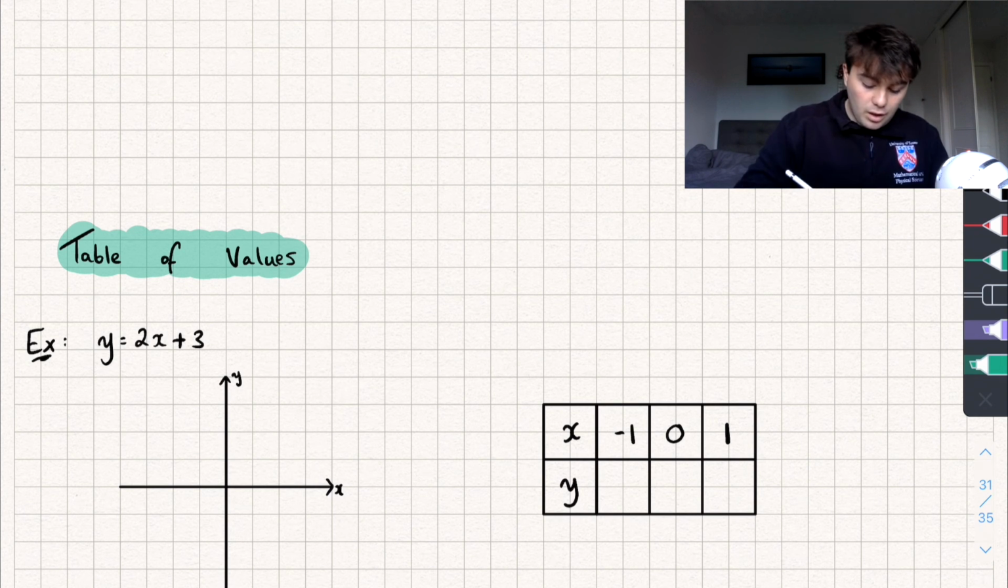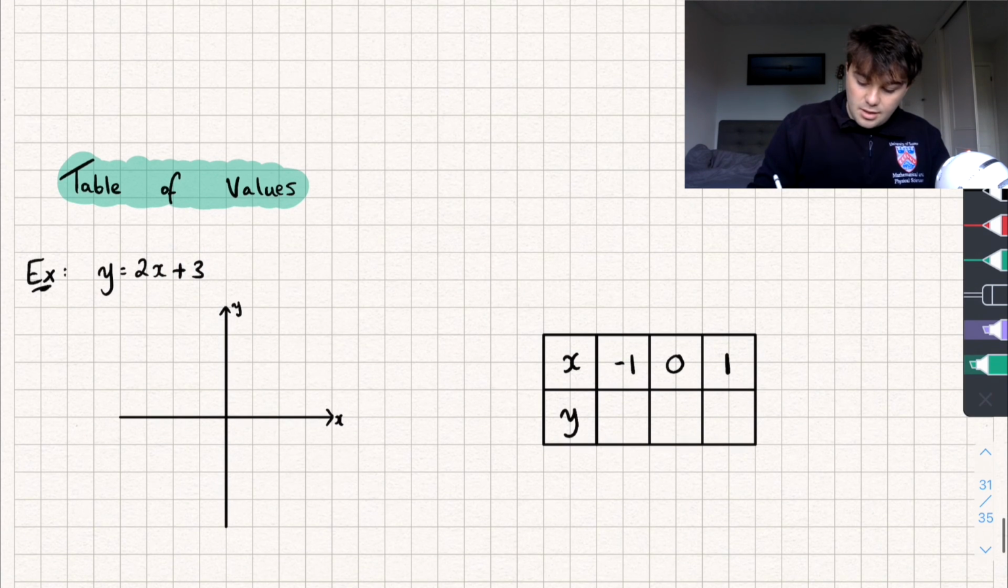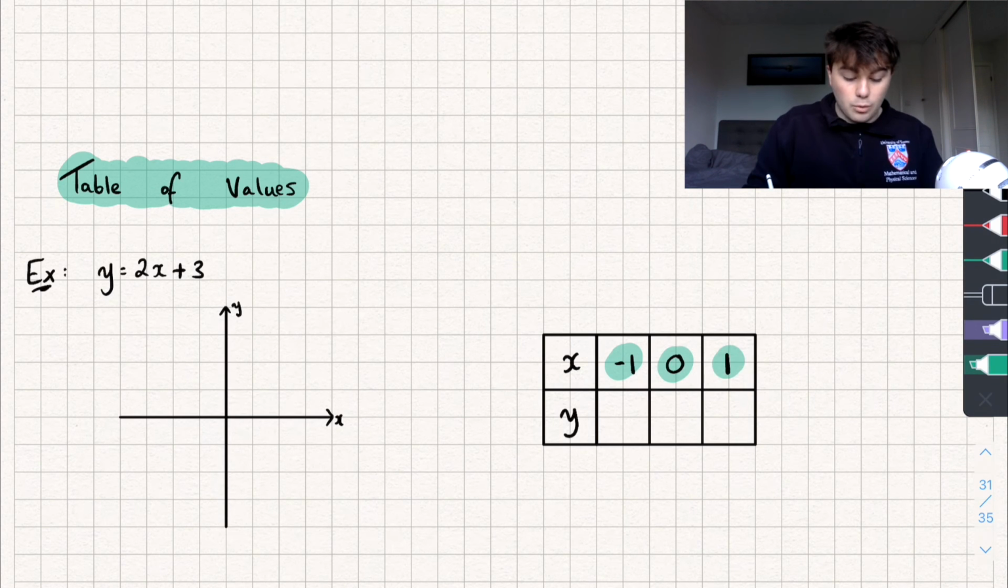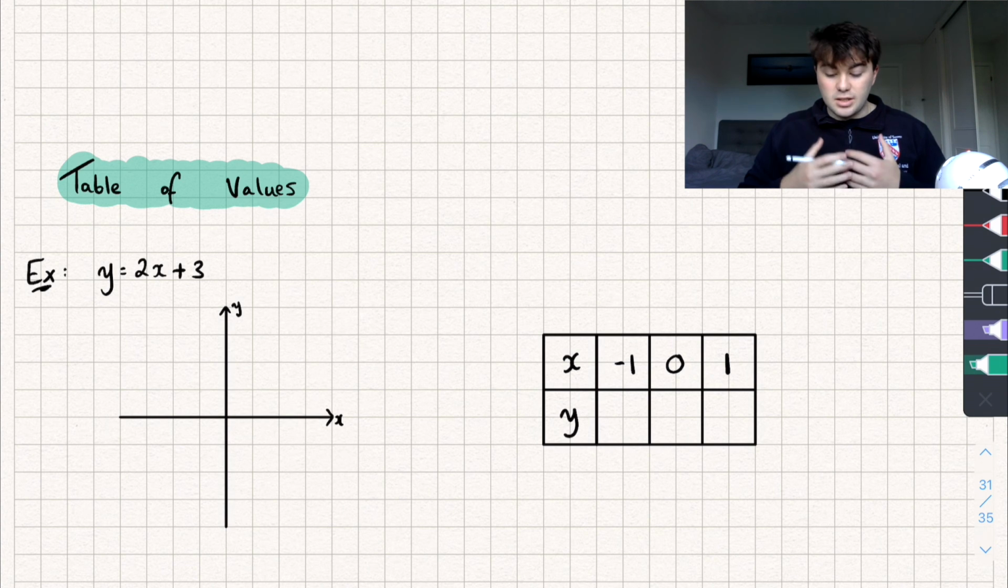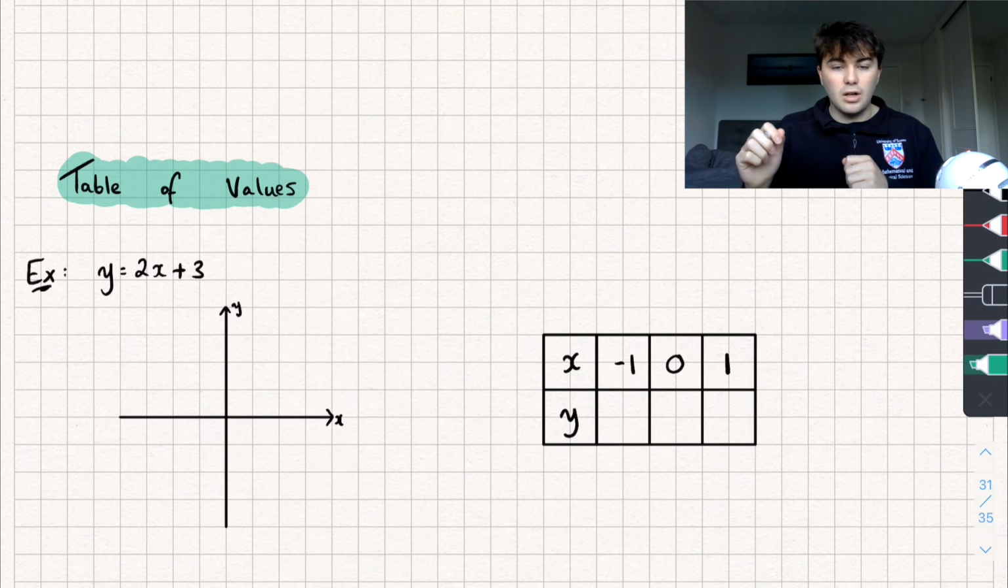And so we want to draw the line with the equation y equals 2x plus 3, and you can see here this is the table I'm going to use. The table has different values of x, so it has x equaling -1, 0 and +1. And the way it works is we're going to substitute each one into the equation and get a corresponding value of y, and this is going to give us coordinates that lie on the line that we can plot and then draw the line.